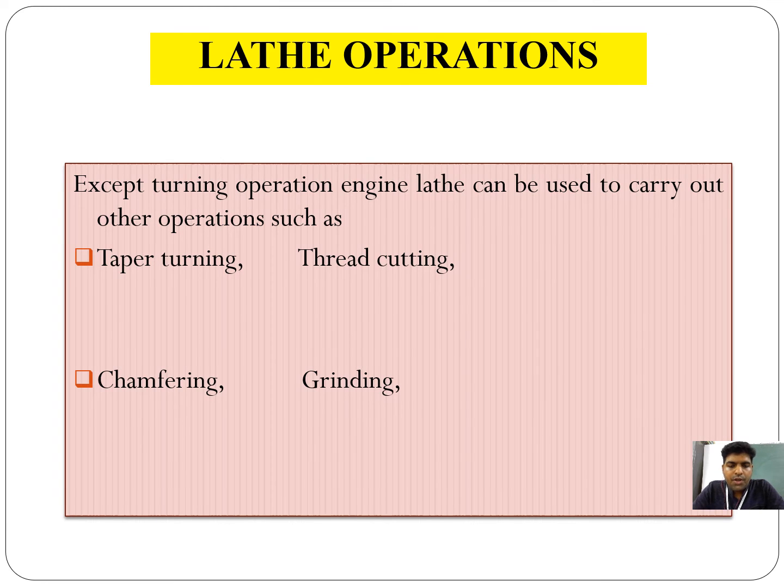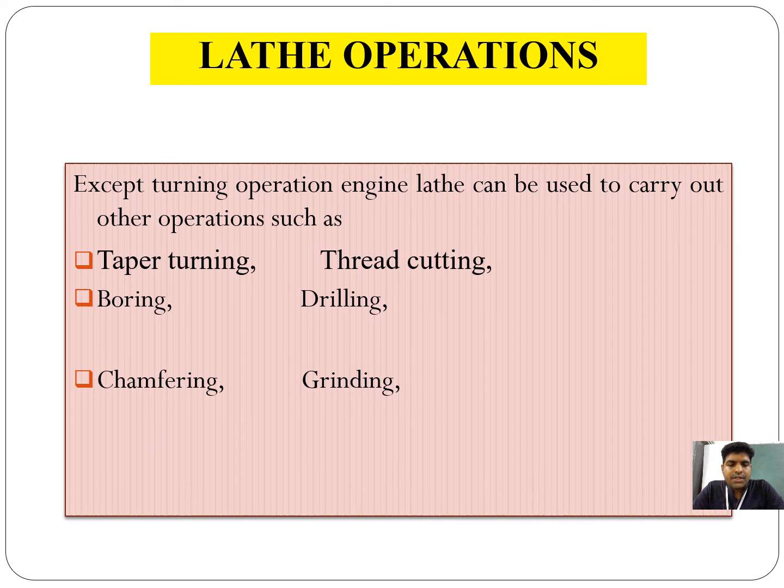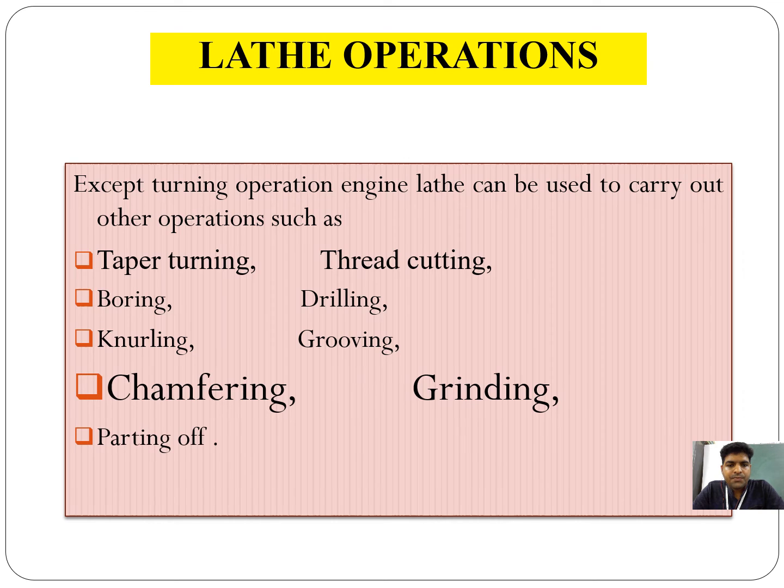Now we are going to discuss lathe operations. That means what type of operations are done in lathe machines. First one is taper turning, then thread cutting, then boring, drilling, knurling, grooving, chamfering, grinding.